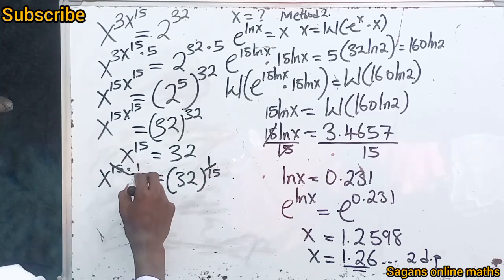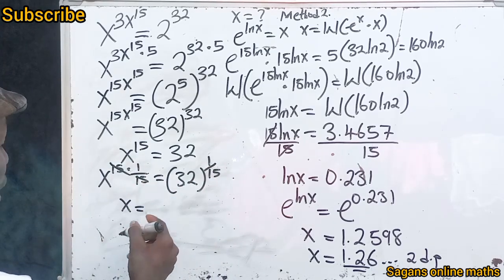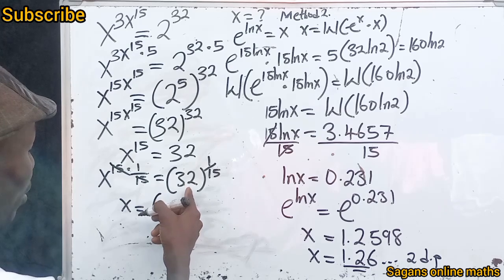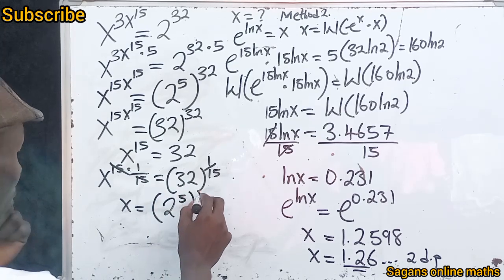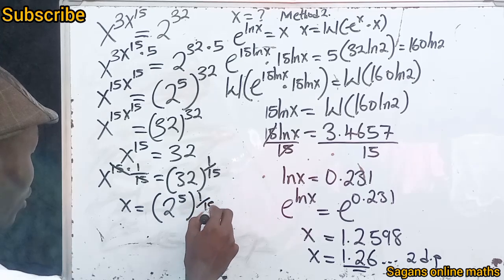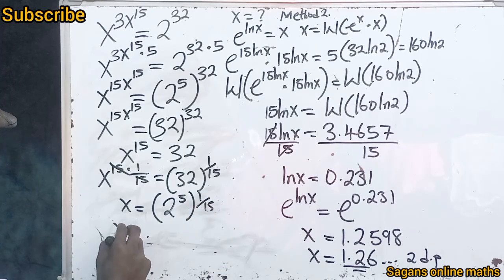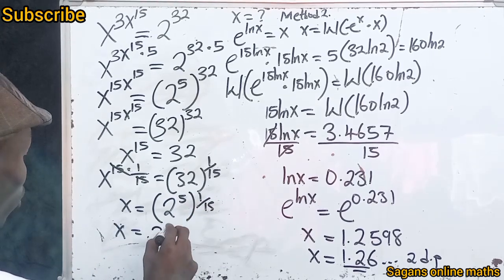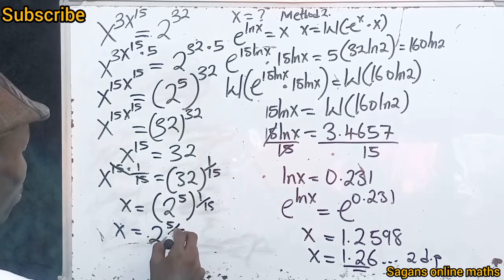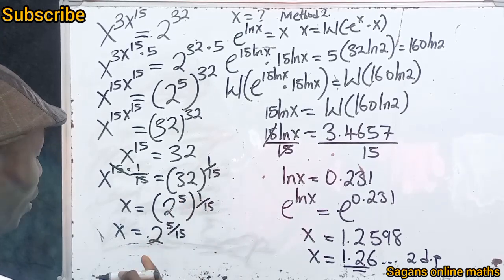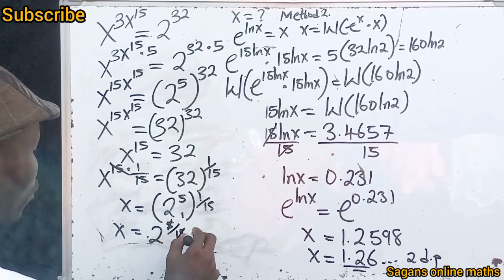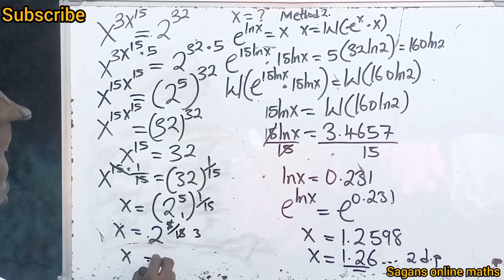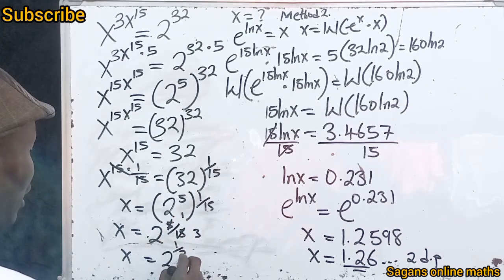Now this will cancel out this, then our s will be equal to, let's put 32 in index form, 2 raised to the power of 5 in index form, then raised to the power of 1 over 15, right? Now we see that s will be equal to 2 raised to the power of 5 over 15, because 5 times 1 will give us 5 divided by 15. 5 into 5 will give us 1. 5 into 15 will give us 3. So s is equal to 2 raised to the power of 1 over 3.